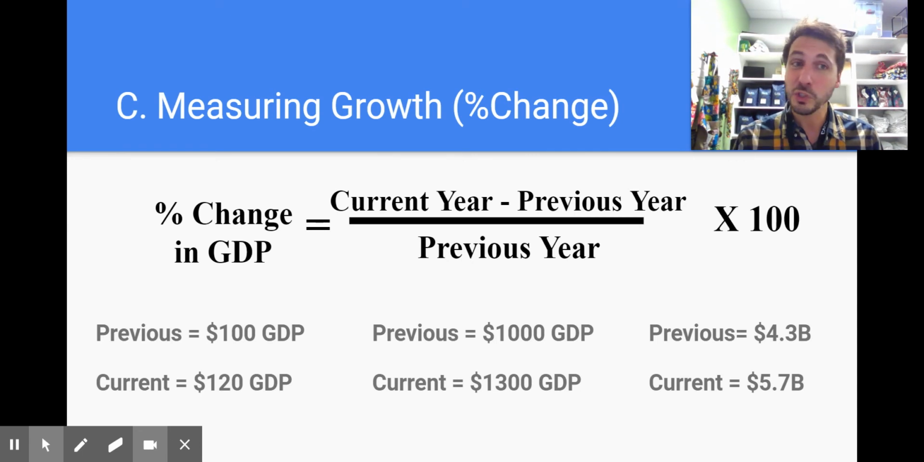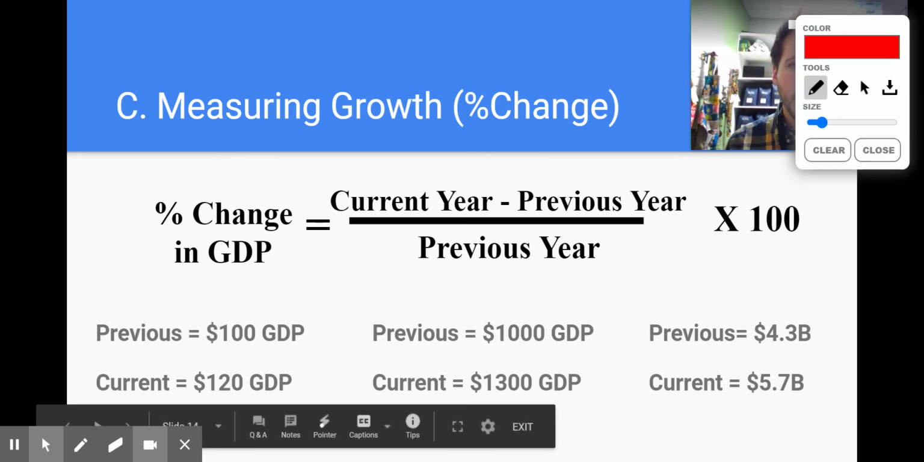It's the same equation. We'll use it for a lot of different things. In fact, we use it for the growth in price, inflation, in this same unit. And it's simply current minus previous divided by previous. You just got to memorize that. Current minus previous divided by previous. So what I am now versus what I was divided by what I was. So let's plug these numbers in and see if you can figure it out.